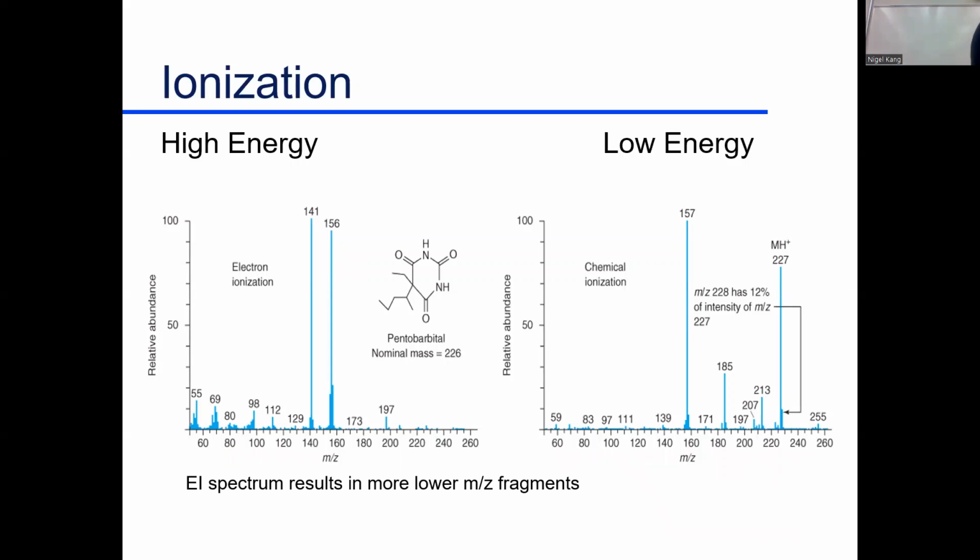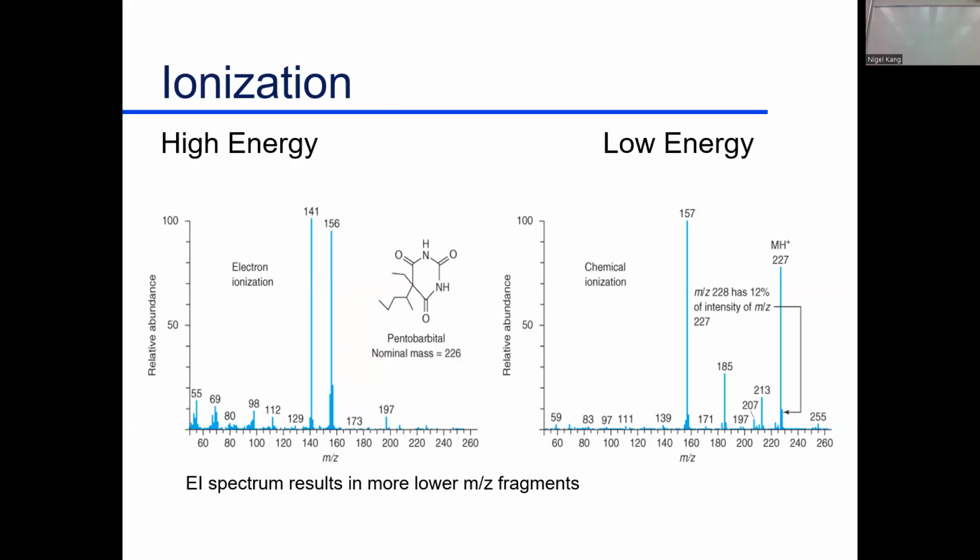This is illustrating the difference between a high energy impact, blowing it into lots of little pieces. So this is our molecule, pentobarbital. If you hit it with high energy, its mass is 226. So that's the molecular weight of this compound. But you don't see anything up there because it's hit by high energy. There are no intact molecules. So what you see is really a fragment of 156 and 141, and some other bits and pieces.